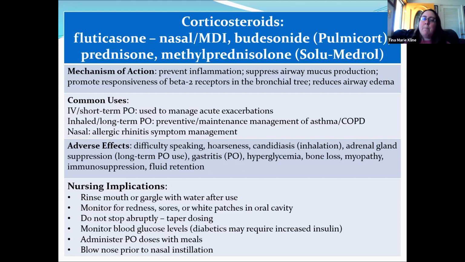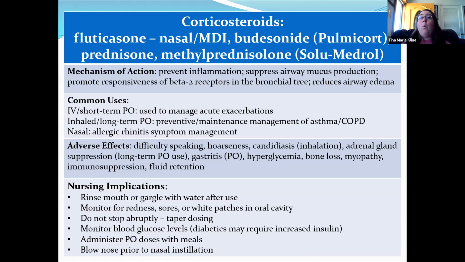The reason we taper the dosing is because your body makes natural glucocorticoids. They're in the adrenal glands, but your adrenal glands can get lazy. So if your patient's been receiving high doses of IV or PO steroids for several days, the adrenals start slacking off because those medications we're giving are basically doing the work of the adrenals. So that's why we taper the dosing. We don't ever stop it abruptly.